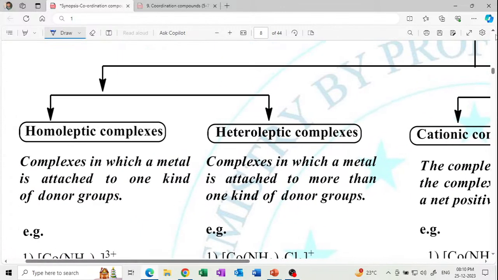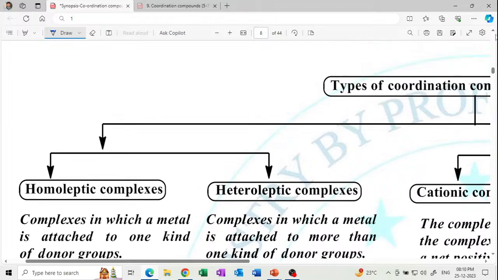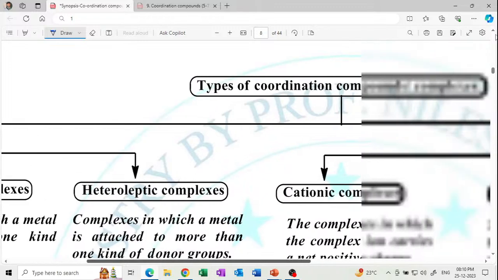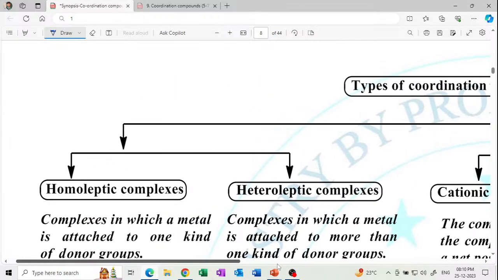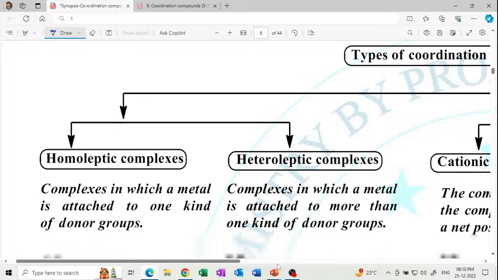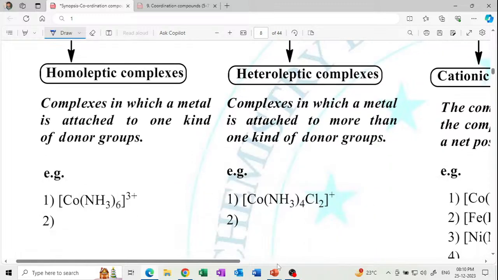Okay. Next is the classification of complexes, the types of coordination compounds, complexes. Homoleptic contains only one kind of donor atoms, only one type of donor atoms. Get it? And heteroleptic has more than one kind of donor atoms. So this is homoleptic, this is heteroleptic.